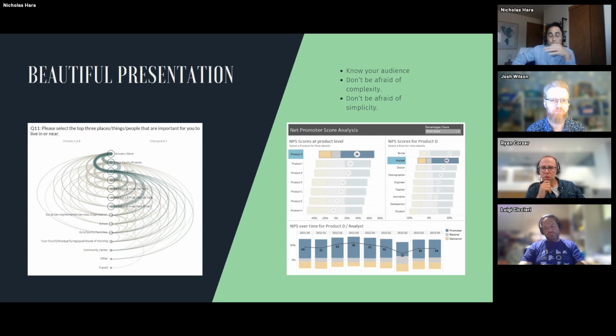Obviously, there are so many ways of gathering survey data and visualizing it, and we just don't have time today. But I do recommend taking a look at the Big Book of Dashboards. There are a couple of survey data dashboards in there.